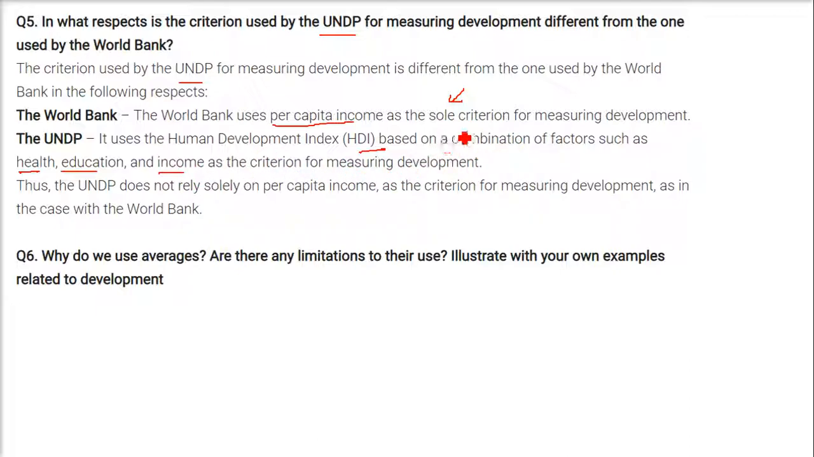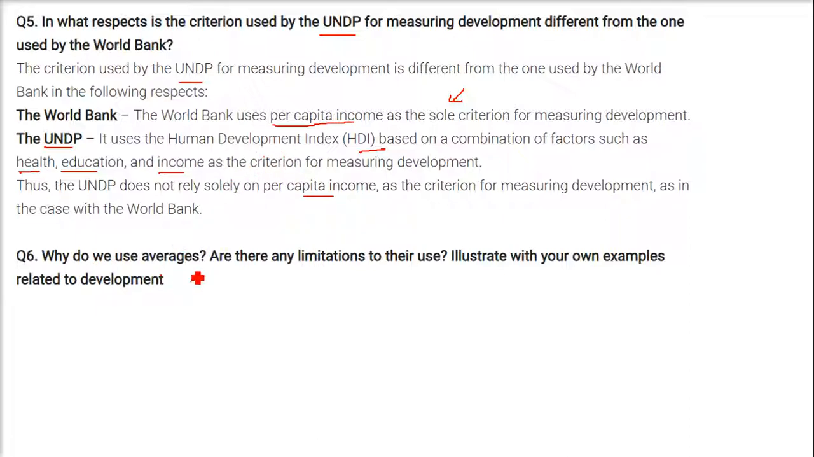So the only criterion is not per capita income as far as UNDP is concerned, along with all those things which are important for a country to have good citizens, healthy citizens, well-earning citizens. These are all considered in UNDP. Therefore, UNDP does not rely solely on per capita income as the criterion for measuring development, as in the case of the World Bank.